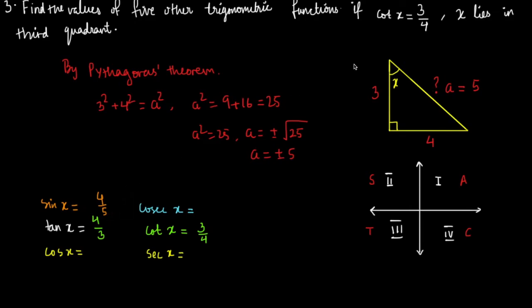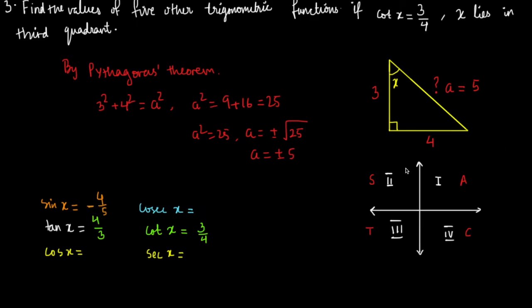Okay, but it says that x lies in the third quadrant, so in this quadrant, right? So ASTC rule, this is an informal rule that helps us in assigning signs to trigonometric functions. So in the first quadrant, all functions are positive. In the second quadrant, only sine is positive. In the third quadrant, tan is positive, and in the fourth quadrant, cos is positive. So it says x lies in the third quadrant. So in this case, sin x would be negative 4 by 5.